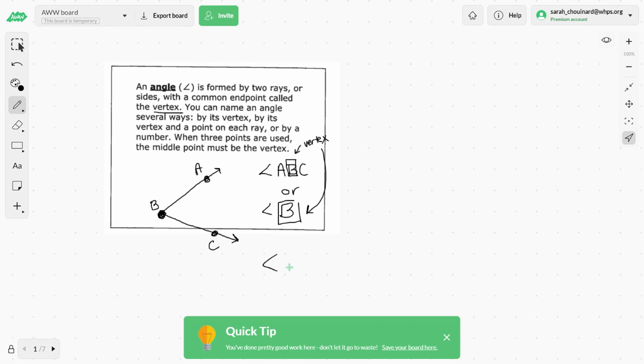What we can't do is we can't call it CAB. That wouldn't work because C jumps to A, skips to B. It doesn't go through the vertex. So we always name it either ABC, or we could have called it CBA. So let's put that one down as well. Or CBA, because that has the vertex in the middle as well. So those are all three acceptable names.